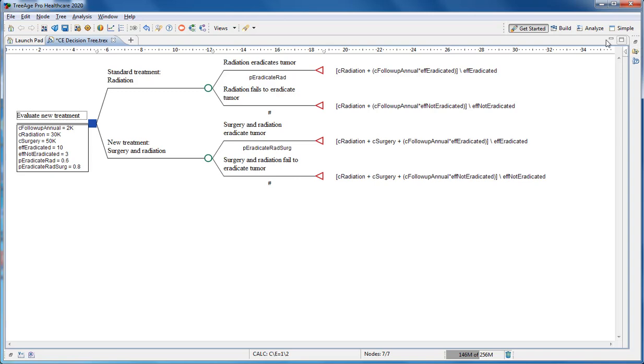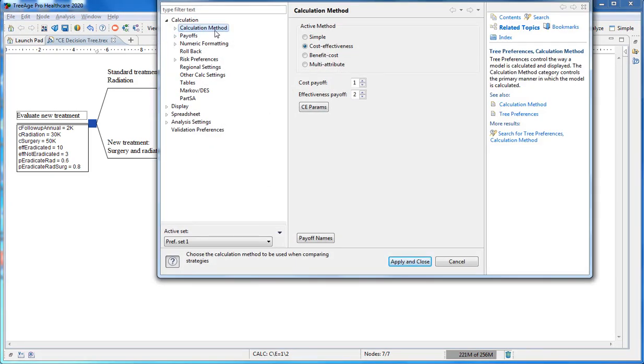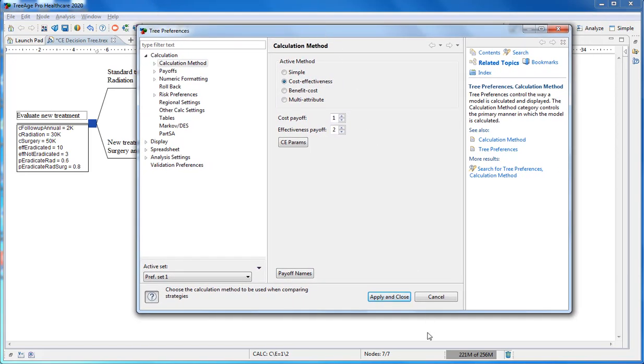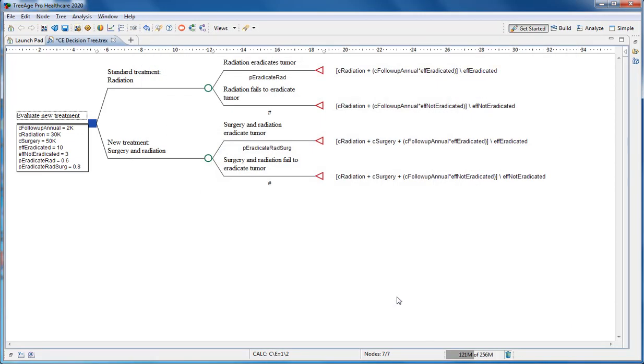This model is a simple decision tree set up to compare the new treatment versus the standard treatment via cost-effectiveness analysis. The model is set up with the calculation method set in Tree Preferences to cost-effectiveness, with separate payoffs for both cost and effectiveness. When we run the rankings report or cost-effectiveness analysis, the model calculates the average cost and effectiveness per patient, also called the expected values. The analysis will then use those expected values to compare strategies.